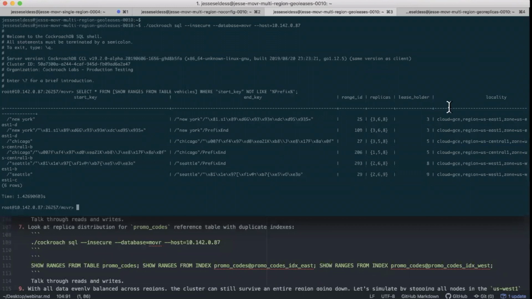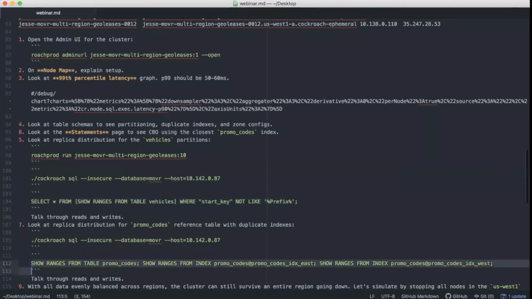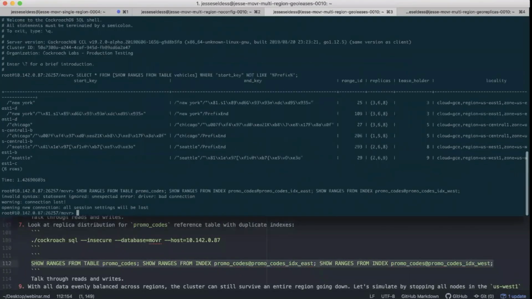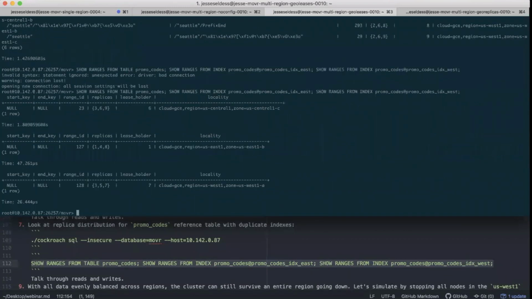And in 19.2, we're also going to list out, right now it's just listing the localities of the leaseholder, but we'll probably list out the localities of every node so you can verify that zone constraints are actually working here. I'm going to show you one more command here. We're going to look at the promos table because we had a different topology pattern applied to that table.